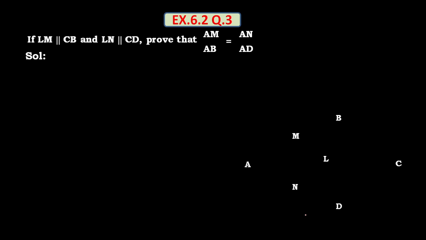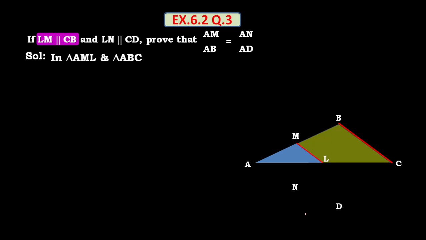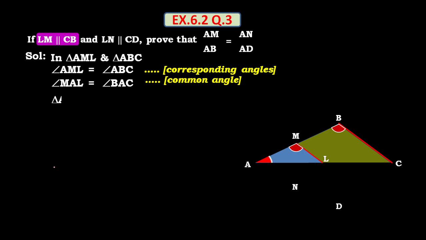So question number 3, exercise 6.2. If LM is parallel to CB and LN is parallel to CD, prove that AM by AB is equal to AN by AD.